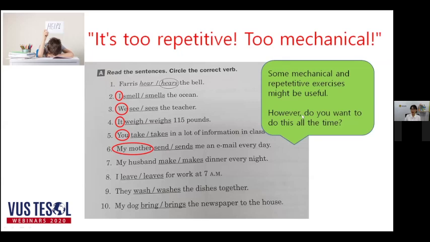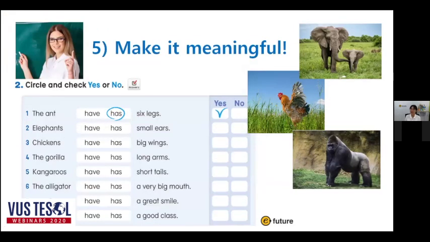Sometimes you have to do mechanical activities, right? You have to do repetitive exercises. They are useful because students have to practice the forms. But if you do this all the time, then it gets boring, because they don't pay attention to the meaning. It's meaningless. They just do the mechanical activities. So what can you do? Make it meaningful. You can make the activities meaningful.